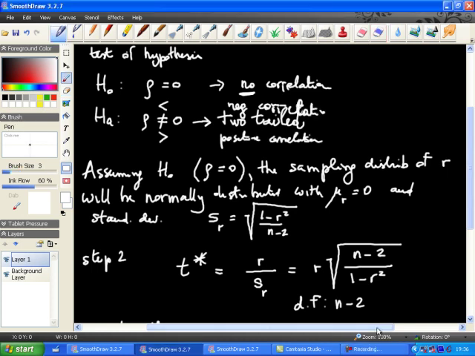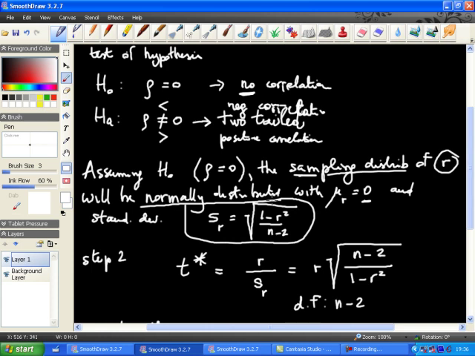So that is step 1, and now we have step 2. Step 2 is founded on the fact that if we assume that the null hypothesis is true, so assuming rho equals 0, then we are dealing with the sampling distribution of our estimator, which is R. And this sampling distribution will be normally distributed with a mean of 0 and a standard deviation, or standard error of the mean, which is equal to the root of (1 minus r squared) over (n minus 2).